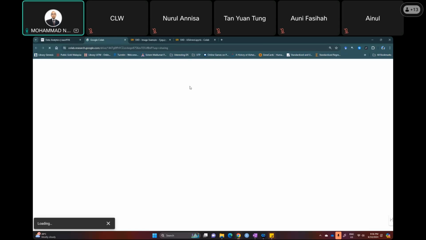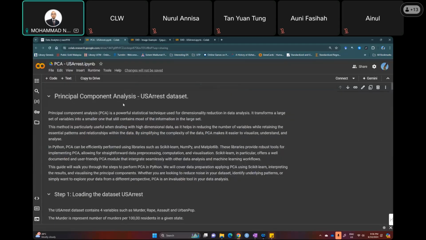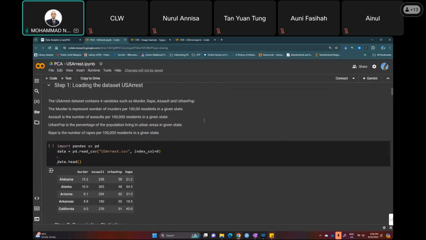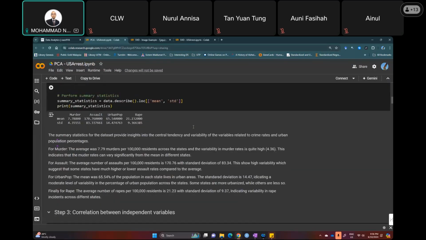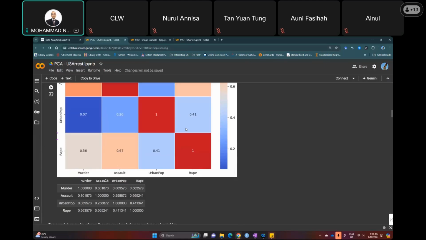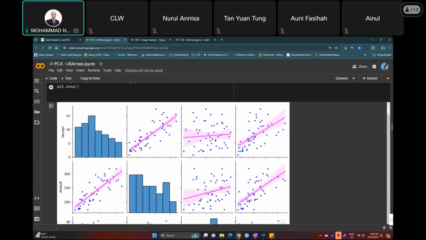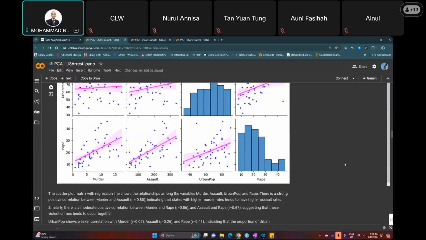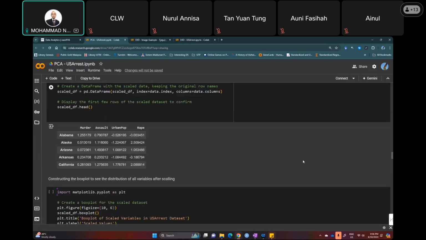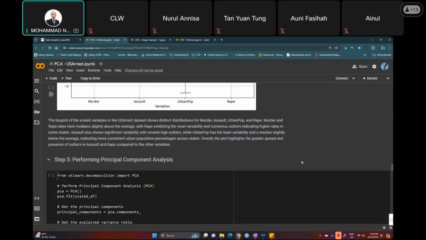I already performed principal component analysis using Python for the USArrests dataset. I think I explained it quite well in these notes. You can refer to them step by step. I will explain and show step by step how to construct a principal component analysis.